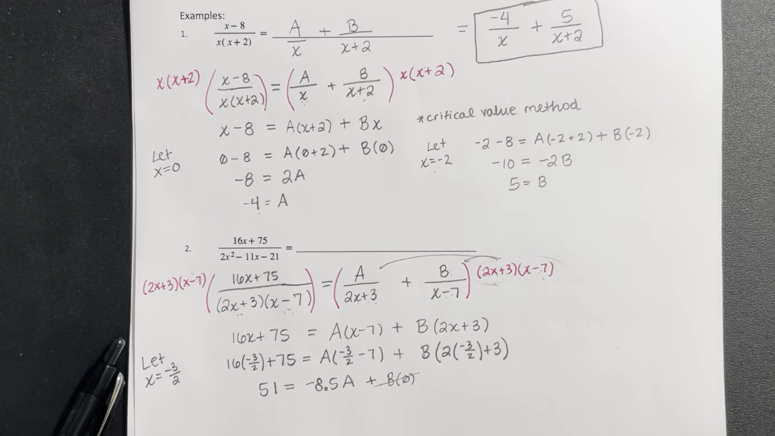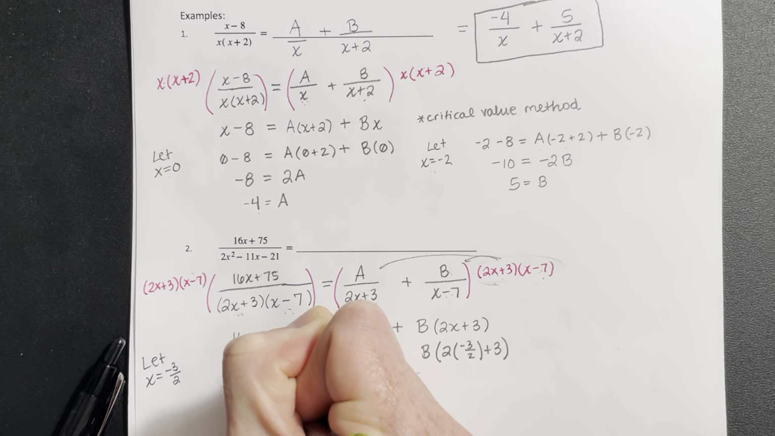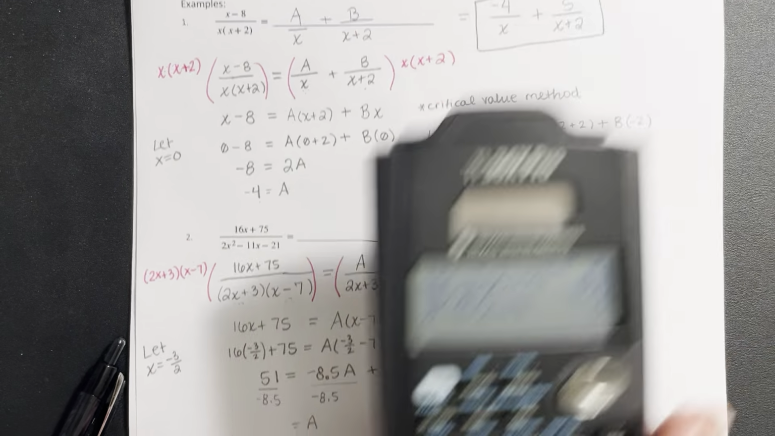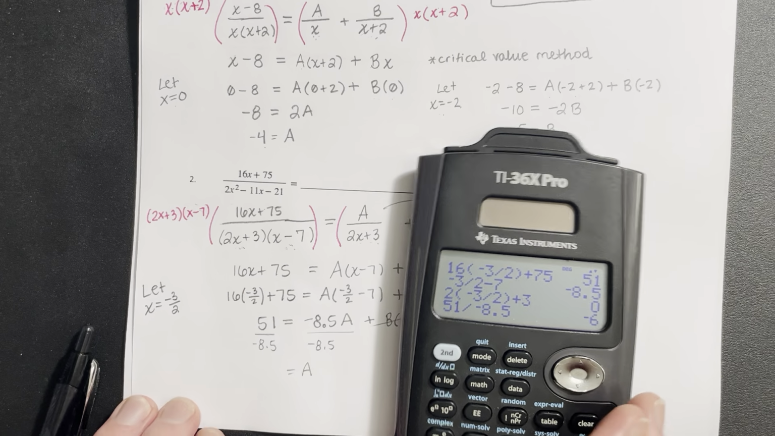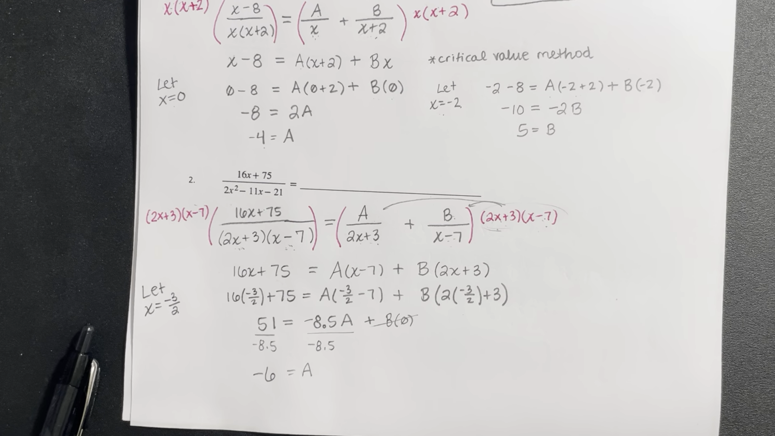So that b is going to disappear, leaving me with just negative 8.5a. So if I divide both sides by negative 8.5, we can do that in our calculator as well. 51 divided by negative 8.5 is negative 6. So a is negative 6.